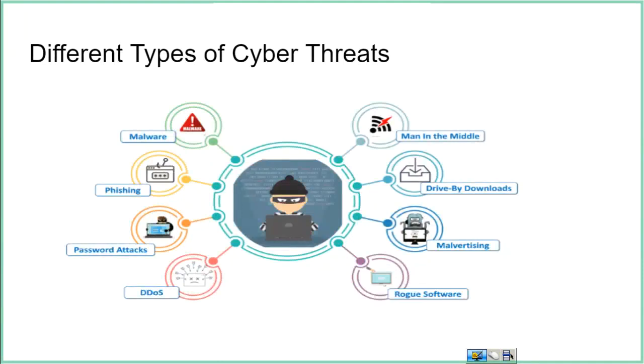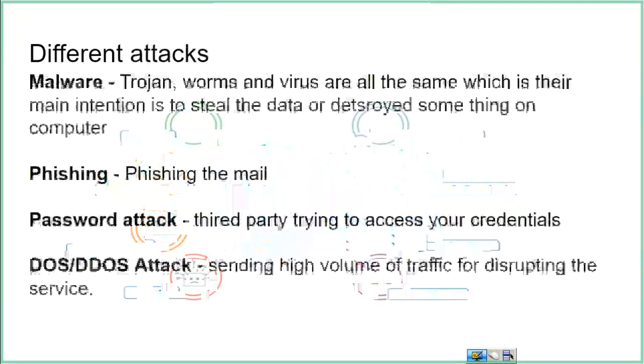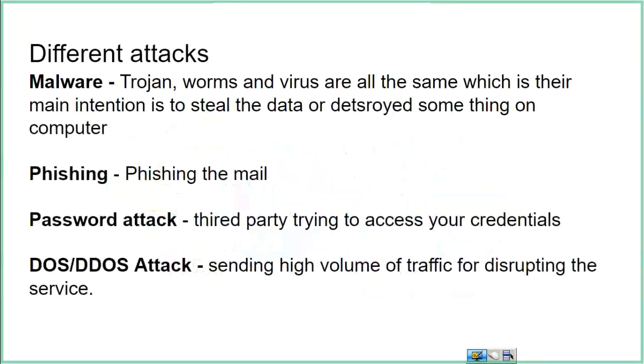Okay, so these are 8 different kinds of attacks which predominantly the attackers use to attack any specific systems. Okay, so as I said, malware is not just a malware. You can say it as a Trojan, worm, or virus. All 3 things come under the malware itself. Okay, they're all malware, but each of them behaves differently.